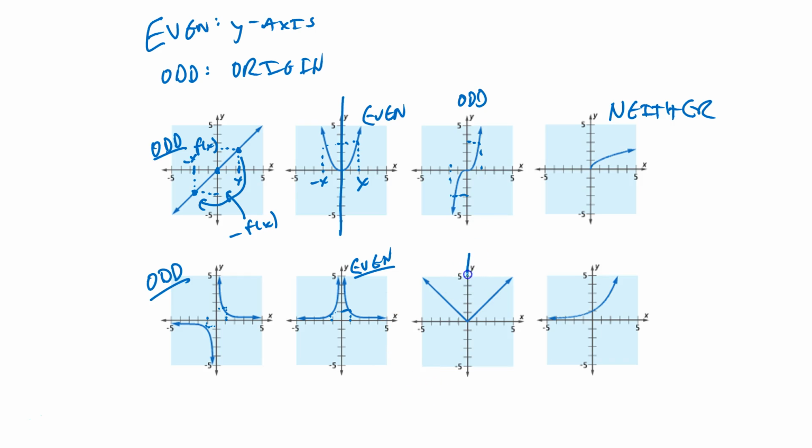Absolute value, we reflect it over that y-axis. Looks like we have the same thing on both sides. This is also an even function. And then our exponential, well, if you rotate it around, it would be down here somewhere. Don't have that working out. And also, it looks like we don't have y-axis symmetry, so this is another neither.